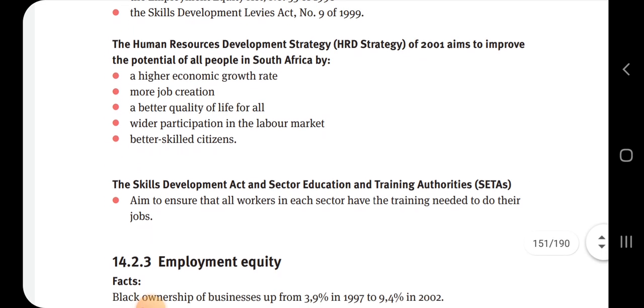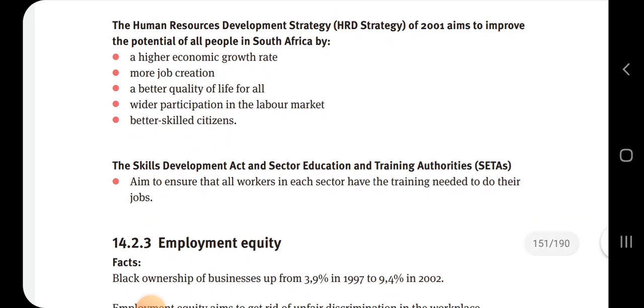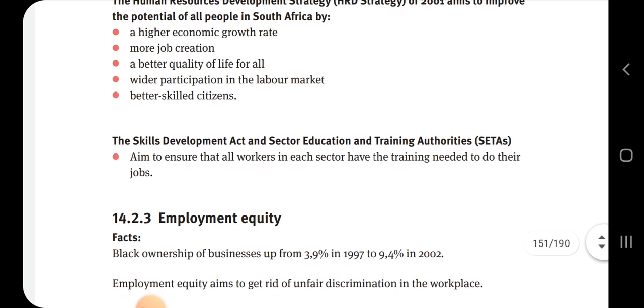You will learn more about them in grade 12. So let's look at the Human Resource Development Strategy of 2001. Aims to improve the potential of all people in South Africa by a high economic growth rate, more job creation, a better quality of life for all, wide participation in the labor market, and better skilled citizens. So the Human Resource Development Strategy goal is to achieve all those points.